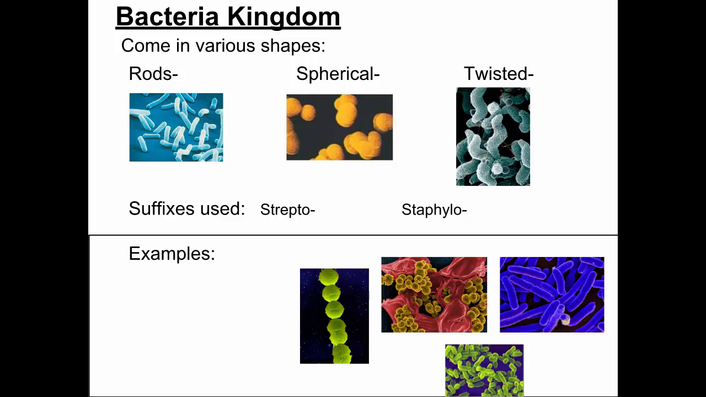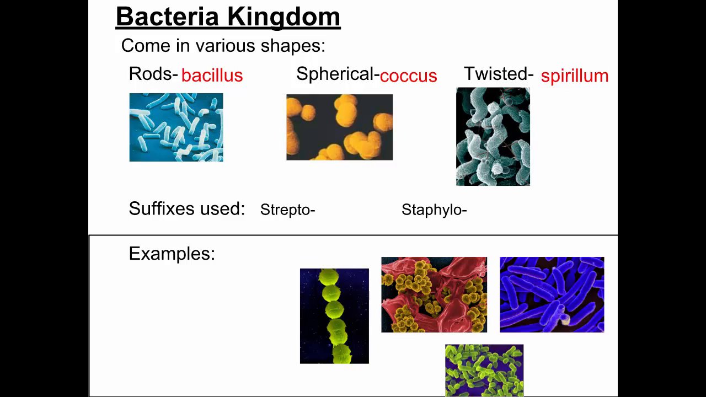Bacteria are categorized based on shape. Some bacteria are what we call rod-shaped. They're shaped sort of like a cylinder. And those bacteria are called bacillus. Others are spherical, like a ball. Those are coccus. Some are sort of spiral-shaped, called spirillia.